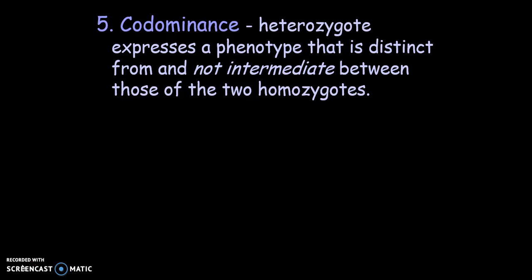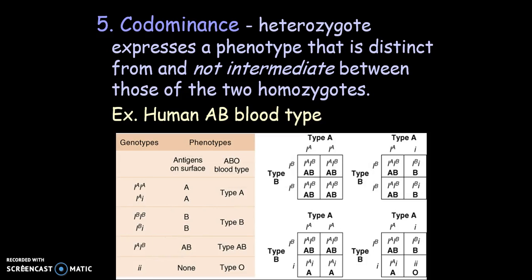Codominance is what we find with blood types, because both alleles are expressed equally. So for the blood type AB, that means that A and B are both expressed the same. So that gives us the blood type AB.